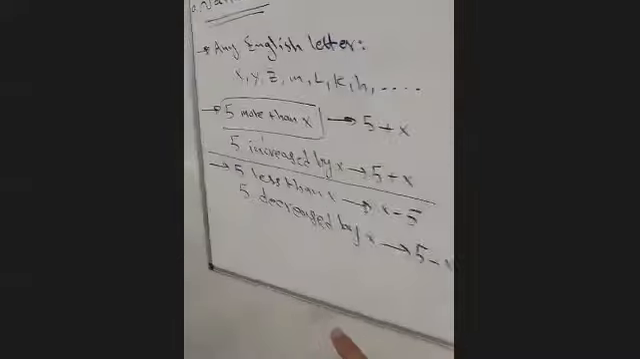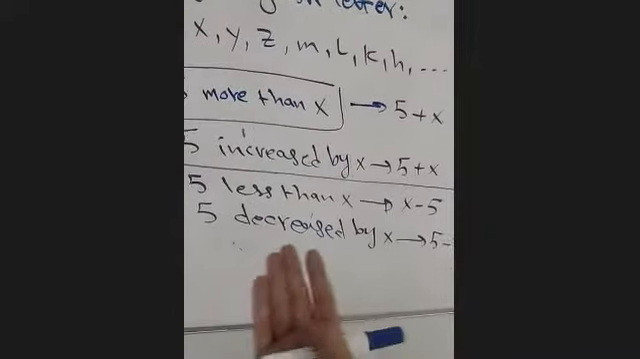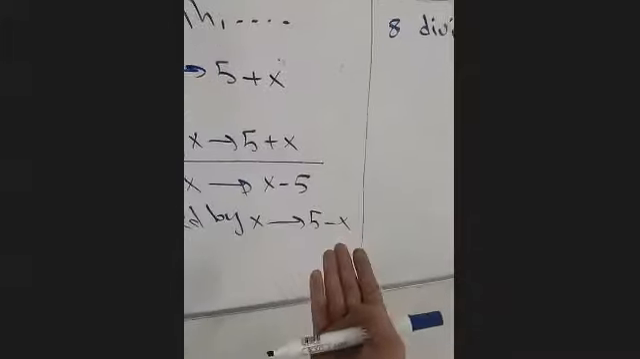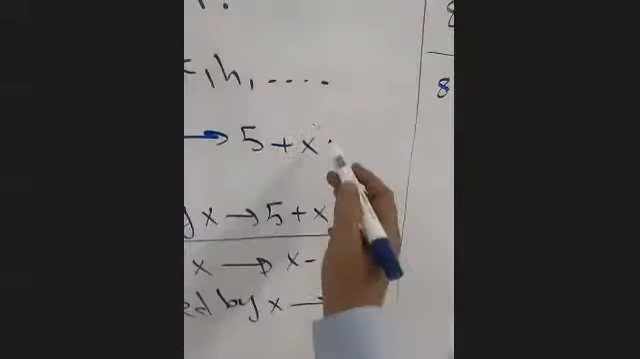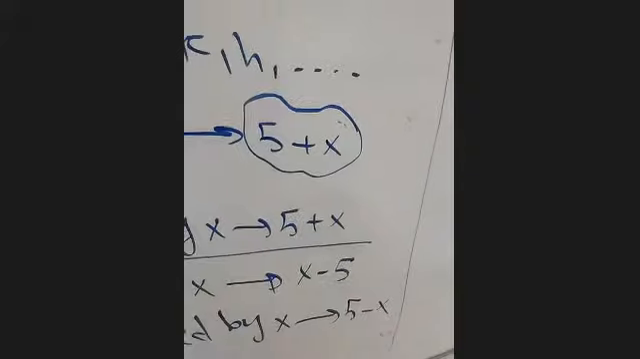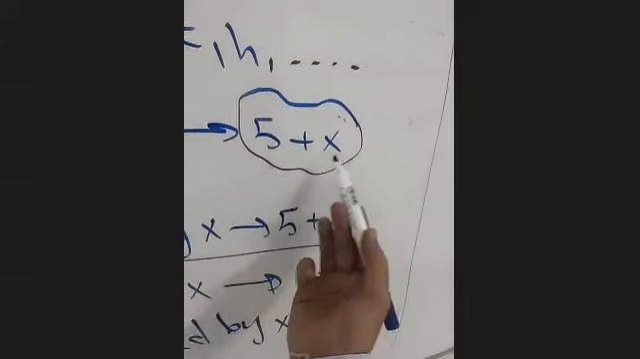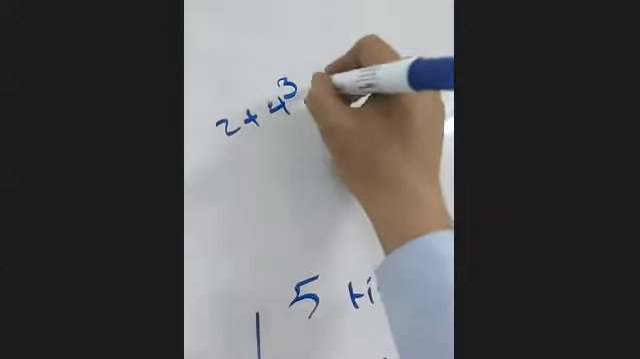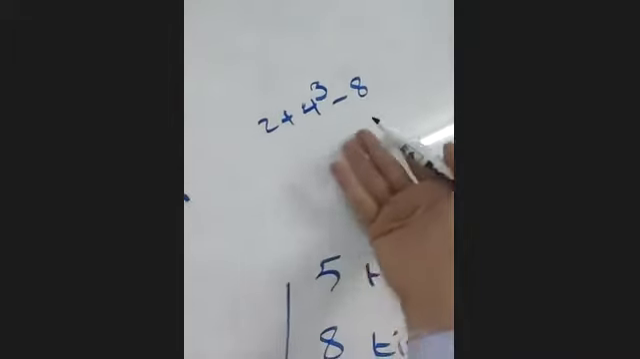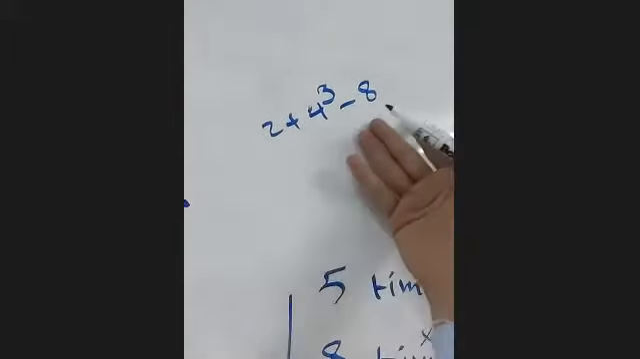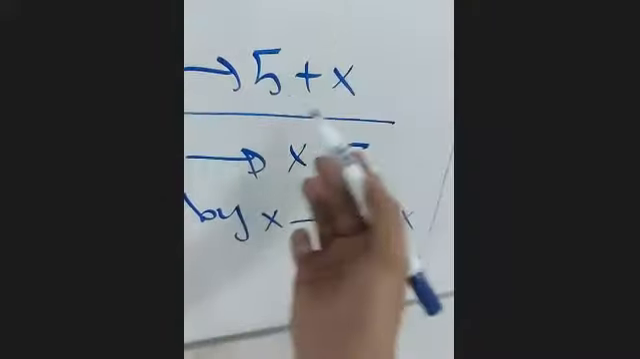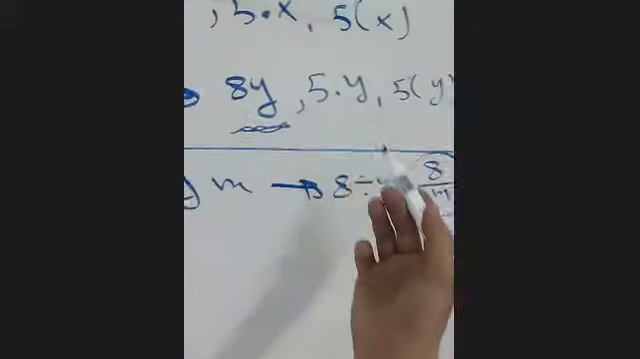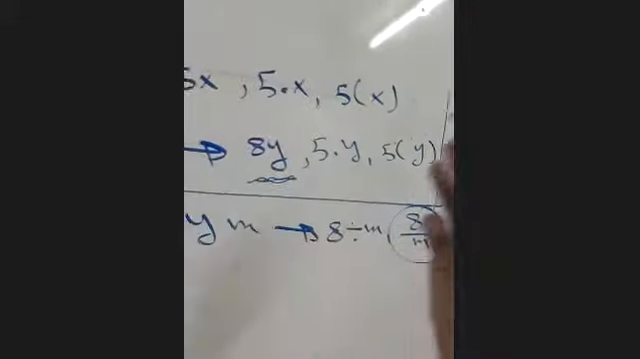So sometimes we will turn words into something we call an algebraic expression. Why? It has an unknown value, which is the variable. But in the previous lesson, we took expressions like 2 plus 4 to the power of 3 minus 8. This we call a numerical expression, all of it numbers. An algebraic expression has an unknown value, x, y, m. These we call algebraic expressions.